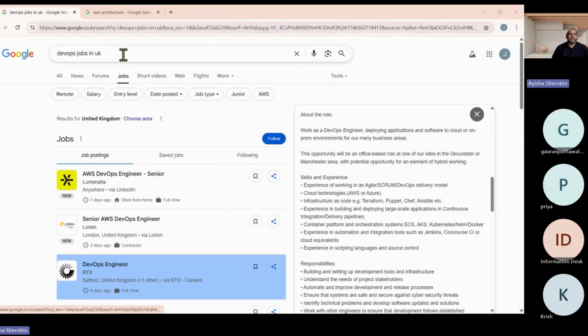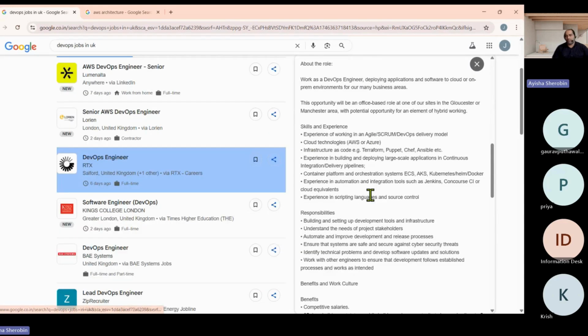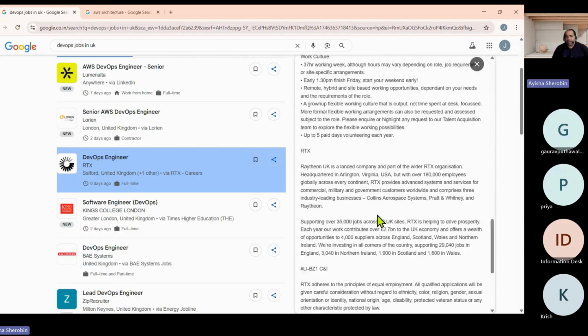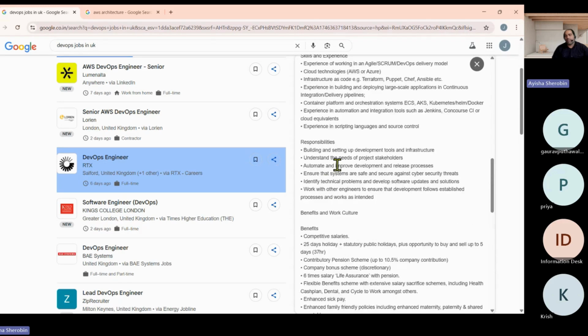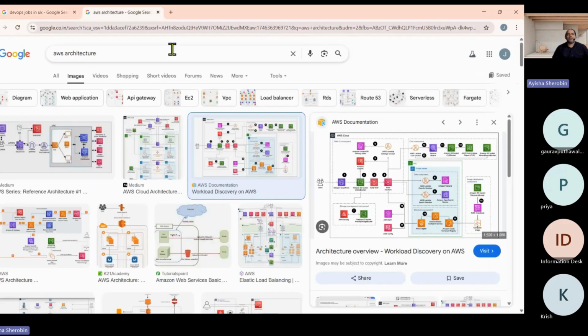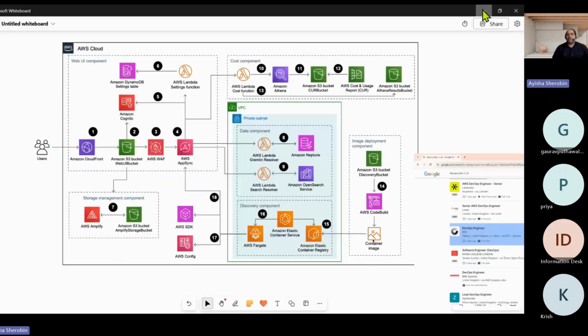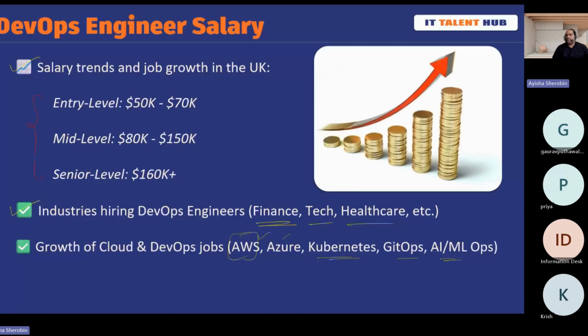You can simply search for DevOps jobs in the UK, and you can go through some job descriptions and you will find what we actually need to learn. Anyhow, I'll be covering that. Okay, no worries. So this is about the roles and responsibilities of a DevOps engineer.